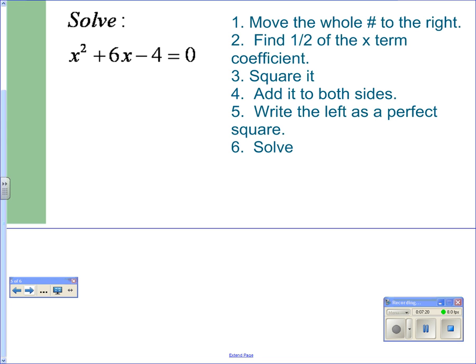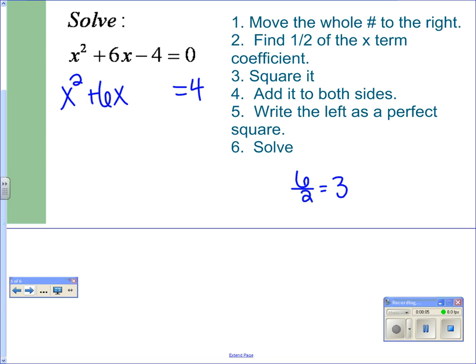First, we want to move our whole number to the right. What is our whole number? The -4. You want to keep your two x terms, the x squared and the x, together and put the number on the other side. There is a reason I left space there. You want to leave some space there. This is our x term, correct? So we are going to take half of it. What do you get?